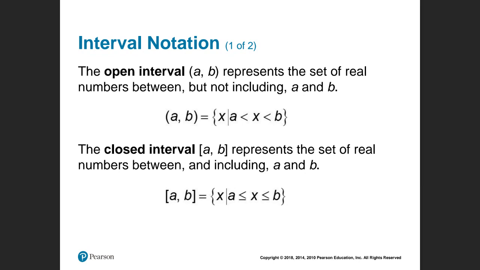The closed interval, we use brackets, okay? The closed interval [a, b] represents the set of real numbers between and including a and b. Okay, because closed includes, open does not include. So the closed interval [a, b] equals the set of all real numbers x such that a is less than or equal to x less than or equal to b.